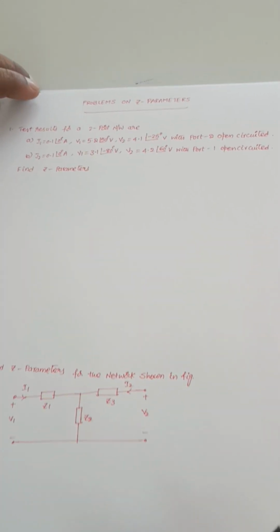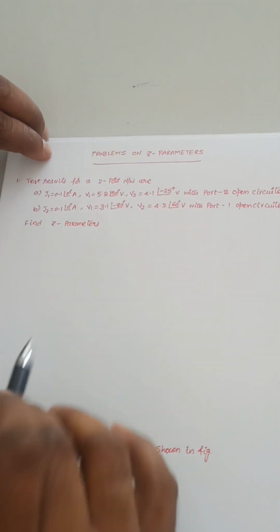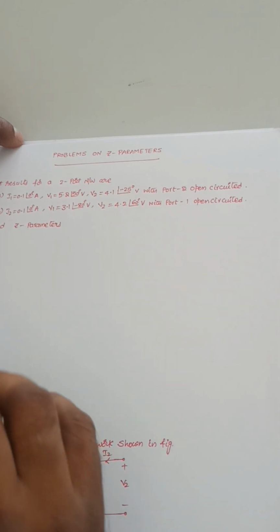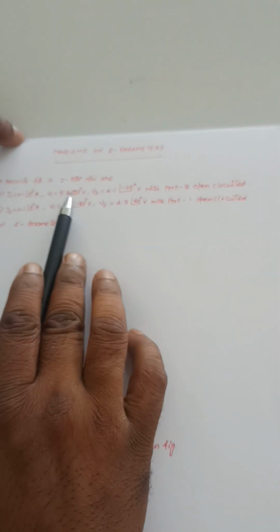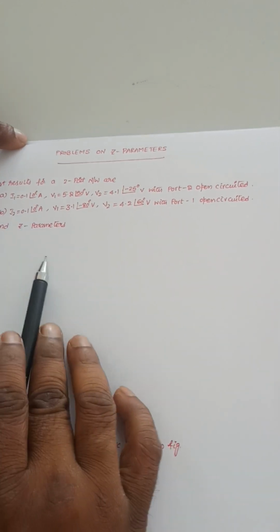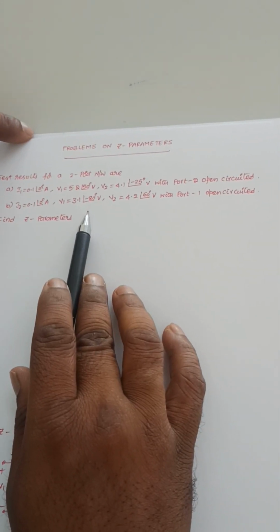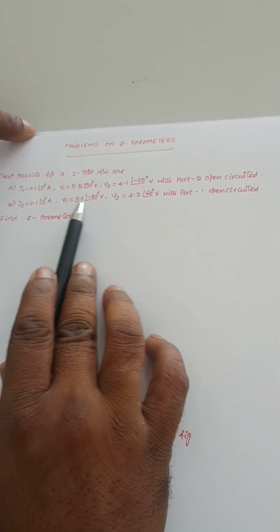In this session, I am going to explain the problems on Z parameters. This is the first problem that I am going to explain. Test results for a two-port network are given; there are some tests conducted on a two-port network. From the tests, it is test 1, test 2.